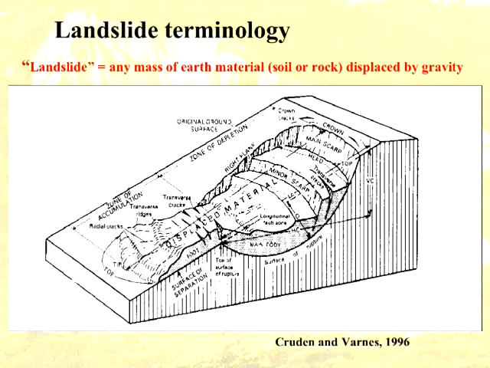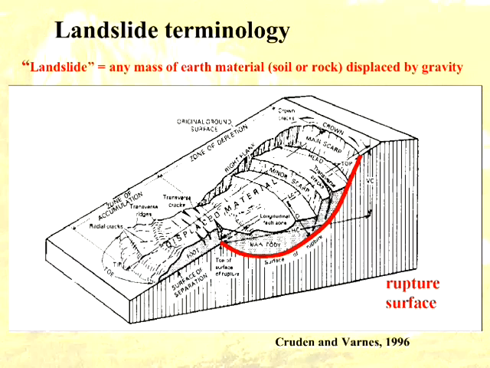Cruden and Varnes provided some useful terminology, and these were the main morphological terms for a landslide. The most important term is probably the surface of rupture, which is the surface that separates stable ground from the mass that has moved.